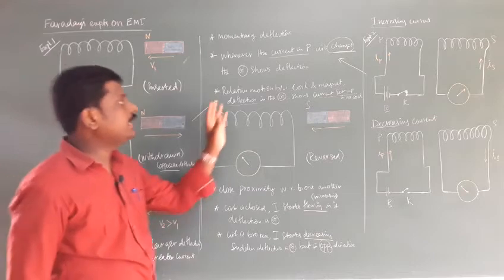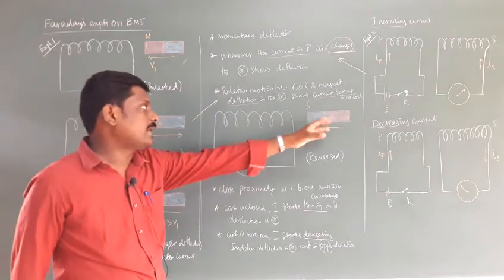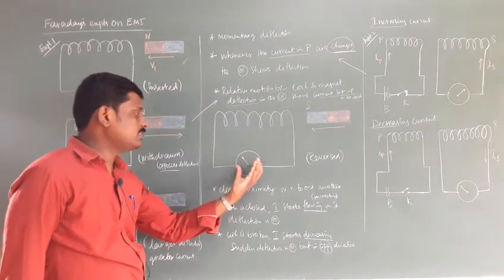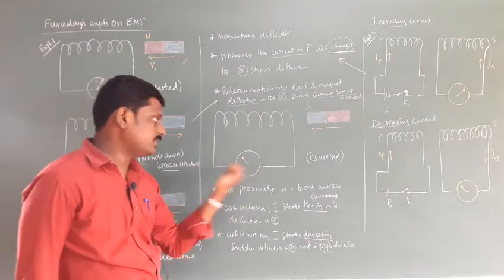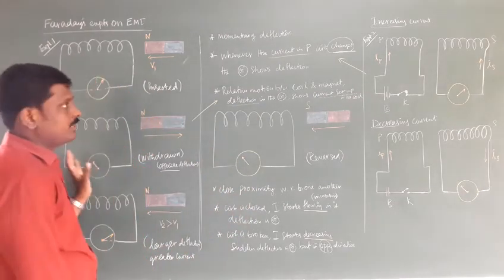So there is a relative motion between the magnet and the coil. There is a deflection in the galvanometer. That means it shows there is a current set up in the coil. This is experiment number 1.